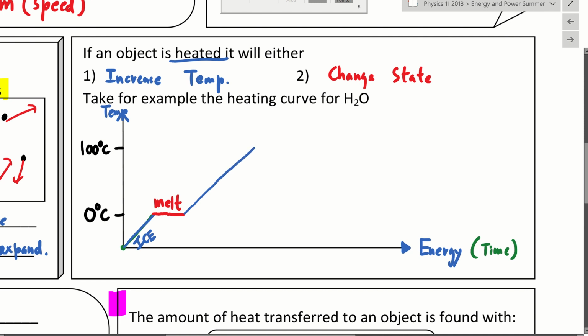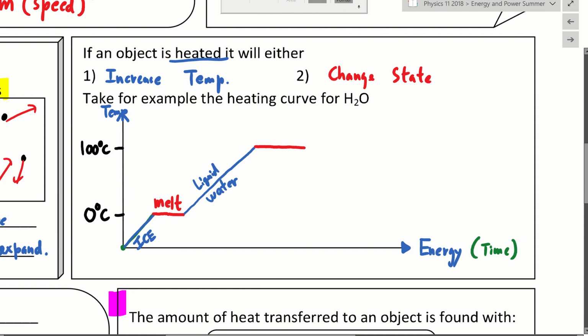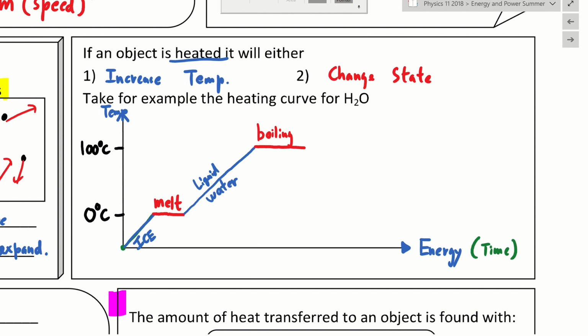But this time, you're going to have water, right? So now it's in liquid form. And the object is going to be increasing in temperature again until it reaches the boiling point, which for water is 100 degrees Celsius. And then you will find the temperature stopped increasing again, because now the energy is being used to change the liquid water into gas, steam, and that we call boiling.